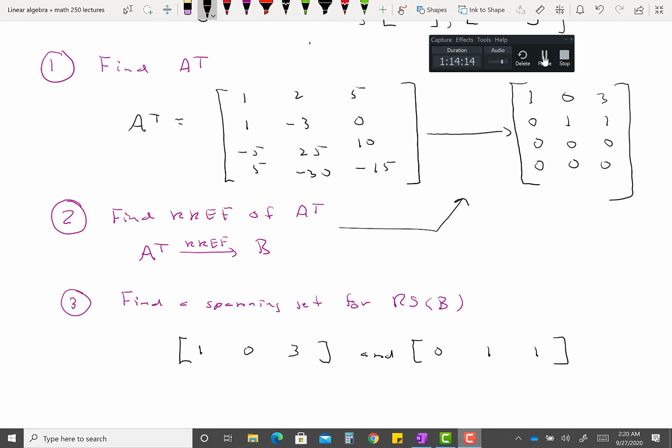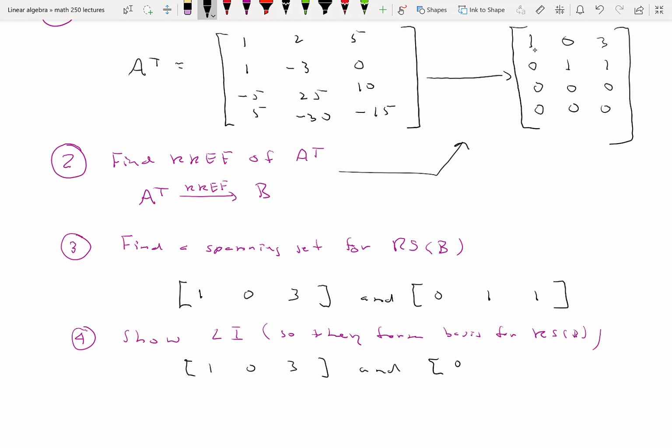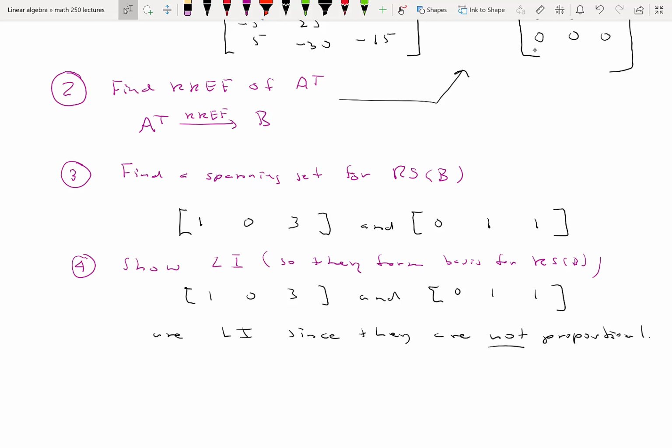So next, just like before, we show that these vectors are linearly independent, so they form a basis for the row space of B. These two vectors, 1, 0, 3, and 0, 1, 1, are linearly independent since they are not proportional. One is not a linear combination of the other, or simply, they're not proportional.